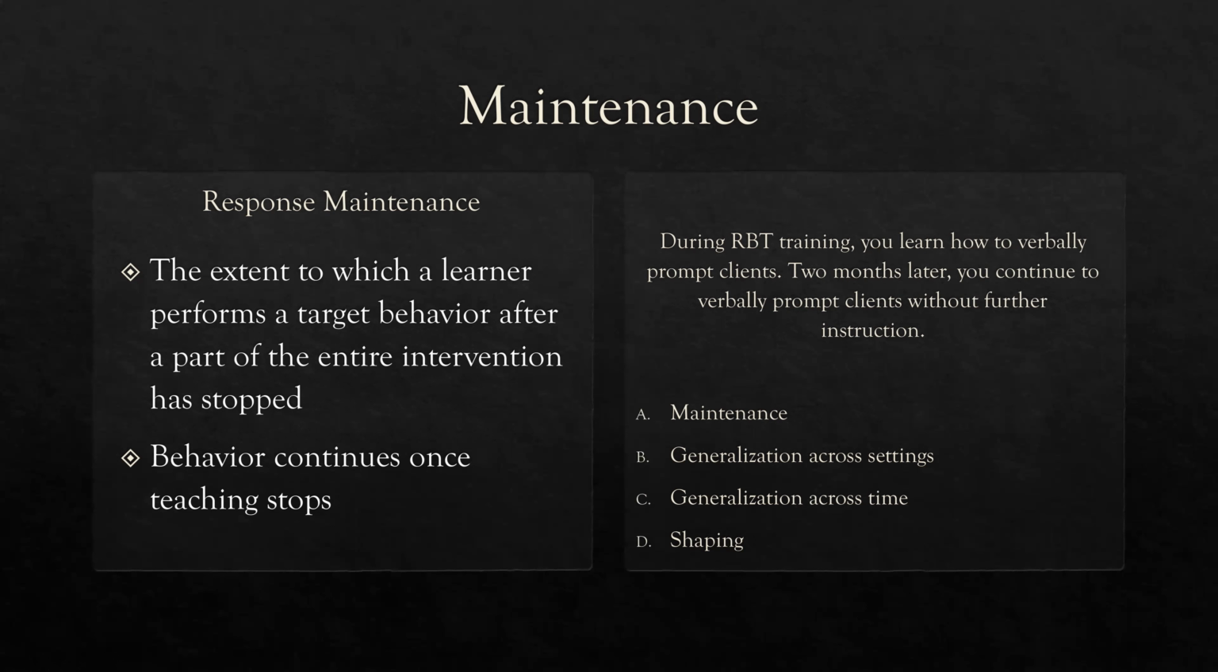Don't overcomplicate it. Again, can maintenance and generalization occur together? Absolutely. Think about 2 plus 2. That behavior is maintained. You're also able to add 2 plus 2 in a variety of settings across different people. So let's look at our question. During RBT training, you learn how to verbally prompt clients. 2 months later, you continue to verbally prompt clients without further instruction. So same response. You're continuing to verbally prompt these clients just like you were taught. However, instruction has stopped and you still do it. And that's really the key. If they specify you're still doing something without further instruction or after instruction stops, start thinking maintenance. That's really the key, and that's what we're looking for.